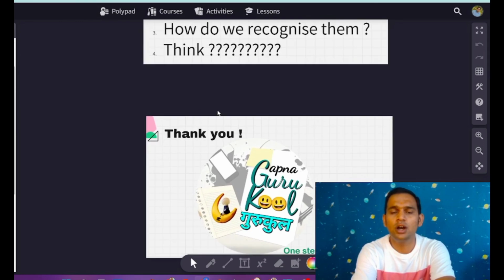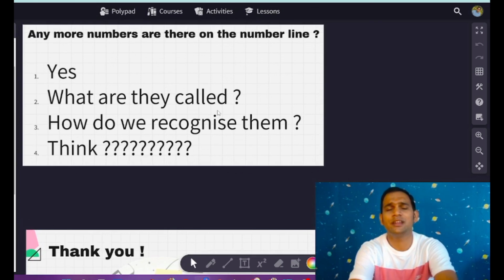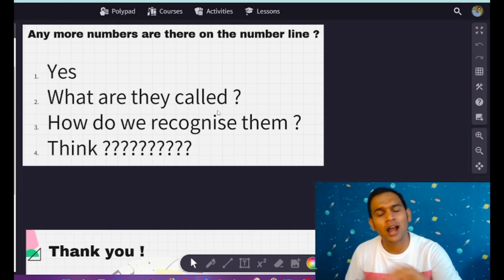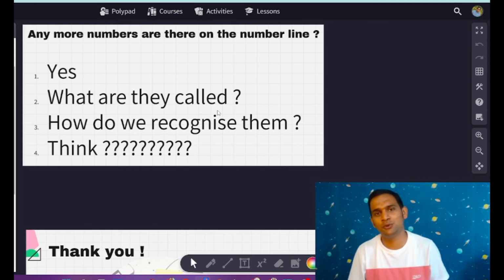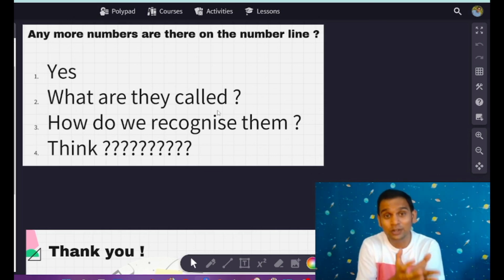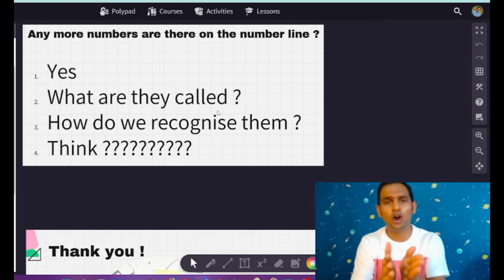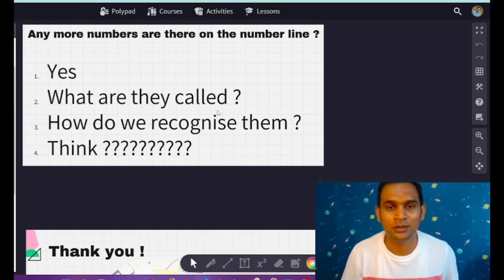So now we found a lot of rational numbers on the number line. Yes, and we also found out that between any two rational numbers, there can be infinitely many rational numbers, no matter how small the numbers you take. Now, I'll just ask you a question. How many rational numbers can you find between 1 and 1 by 4? Obviously, infinitely many. How many can you find between 1 and 1 by 8? Infinitely many. How many can you find between 0 and 0.1? Infinitely many. That means whatever small interval you take, there can be infinitely many rational numbers possible.